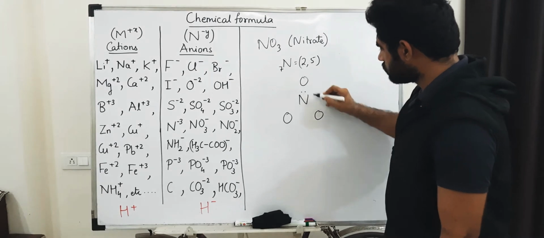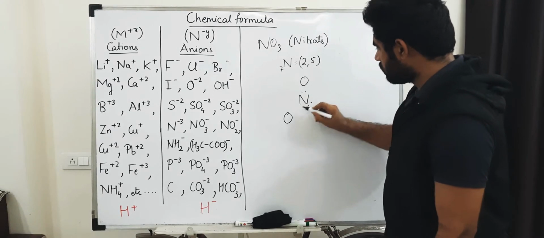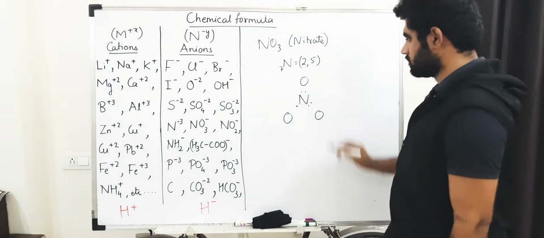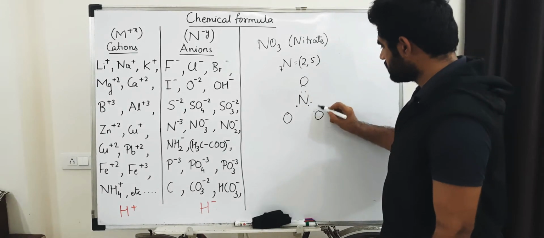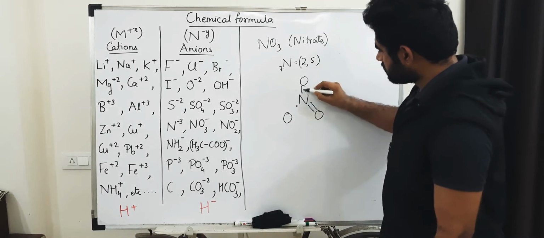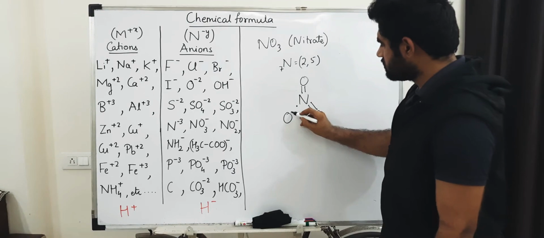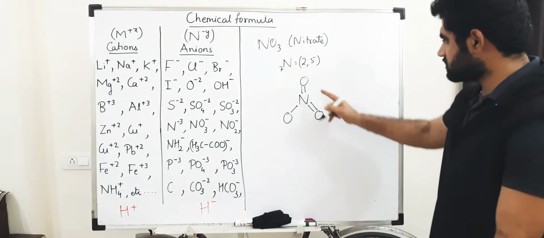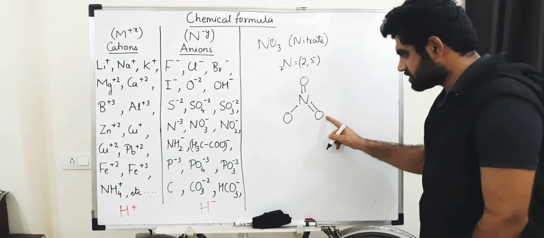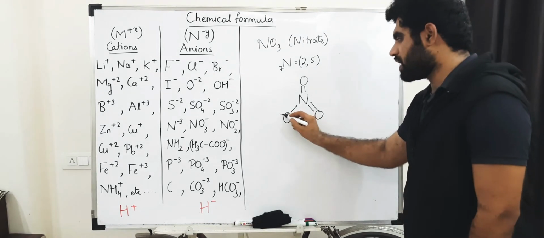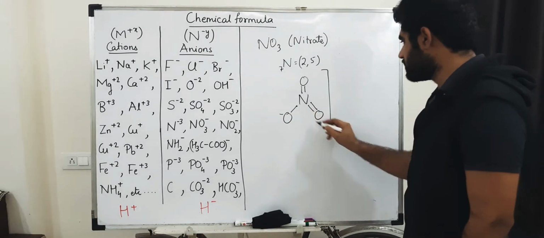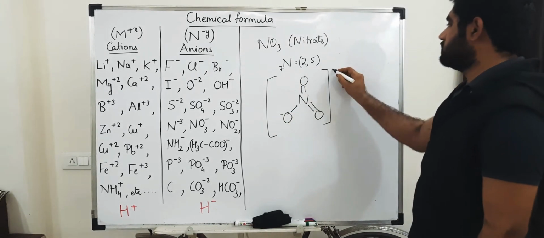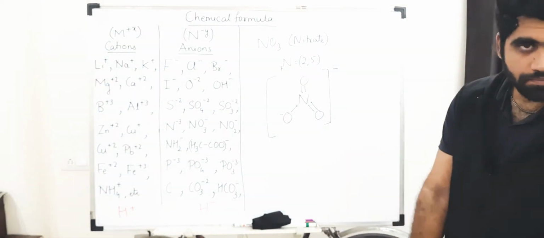1, 2, 3, 4, 5. Oxygen already has 2 electrons to share, so there is a double bond and a single bond. So what do you observe? This oxygen is completely filled. This oxygen is completely filled. This one has 1 negative. Therefore, the ultimate charge on NO3 is single minus.